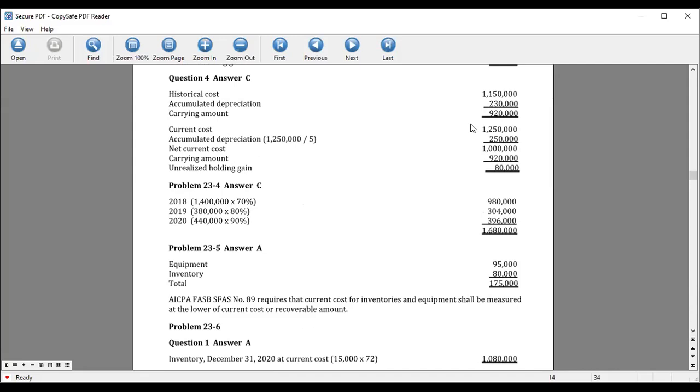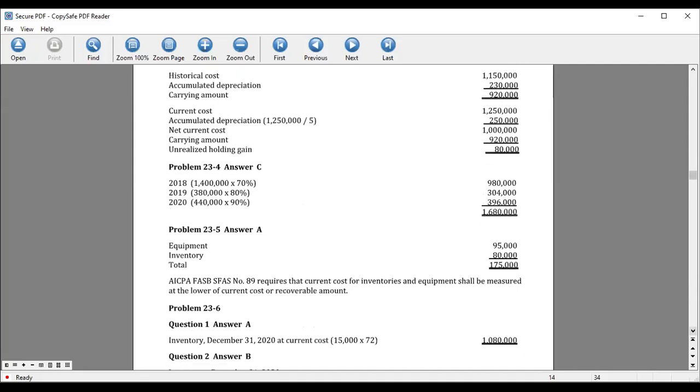Next, for 23-4, in the statement of financial position restated to current cost, what is the net current cost of the property, plant, and equipment?